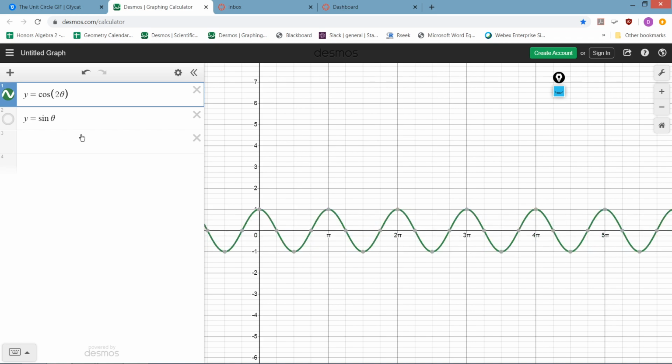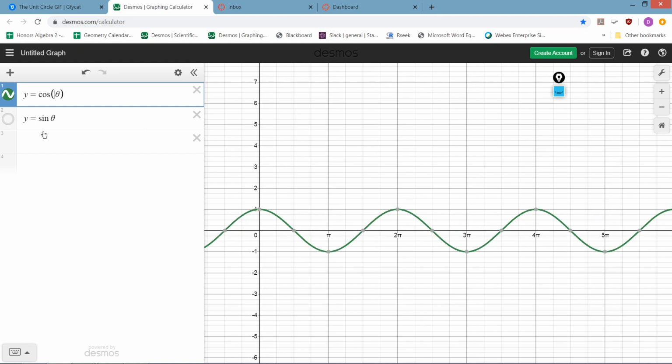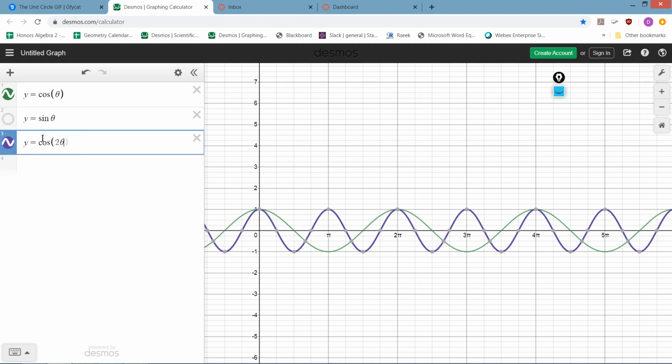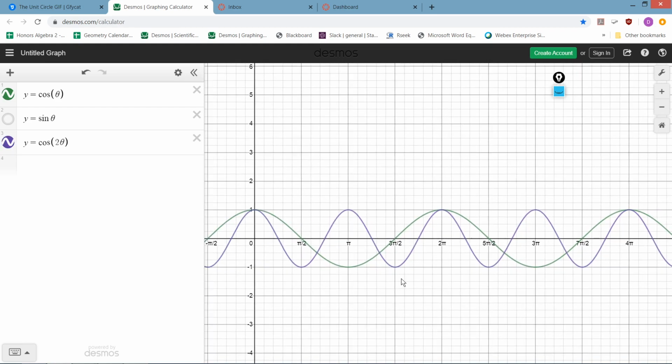Okay, so let's take a look at this now. Well, actually, let's do y equals cosine theta, and y equals cosine of 2 theta. I keep forgetting Desmos doesn't care about the backslash. Oh, this looks pretty cool. Woo, aliens. Okay. And I lost my train of thought.